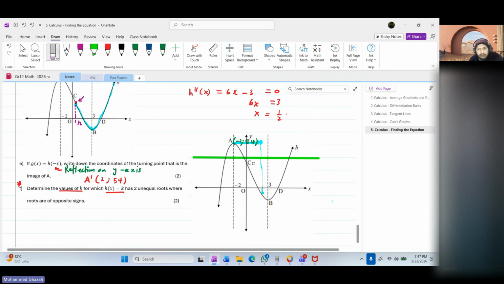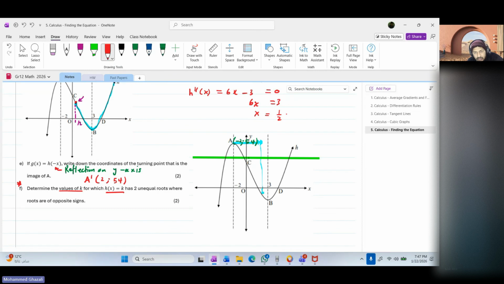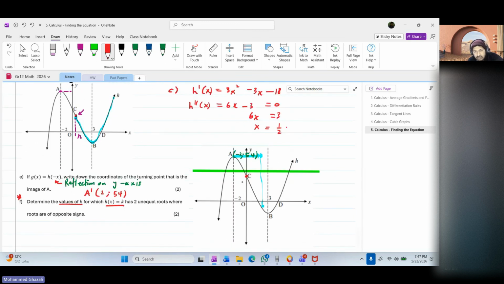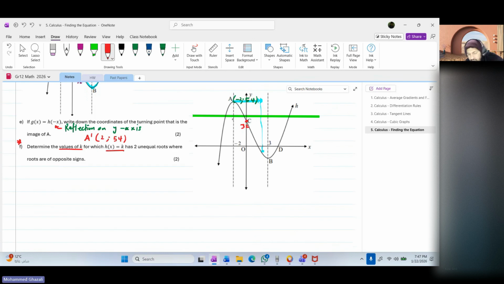We want an answer here. First of all, we need to figure out what the coordinate of C is. C is the y-intercept, right? What was the coordinate of C? It was 32, the constant. So the coordinate of C is 32. Now, we're not using our traditional cuts. We want to cut in such a way that we're getting two unequal roots where the roots are of opposite signs, okay?